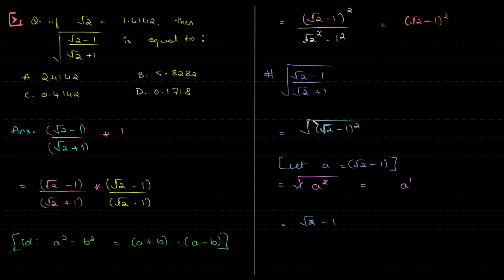Okay, so we have root and so on and so forth. So we have let this particular expression be equal to a. So this will be a square, root and that will get cancelled, and we have this. And now moving on, root 2 is 1.414. So this is 1.4142 minus 1. And so this is clearly 0.4142. So that would be your answer.